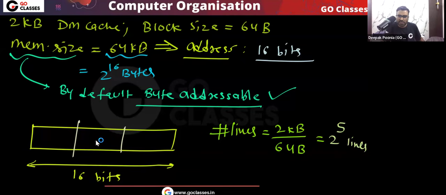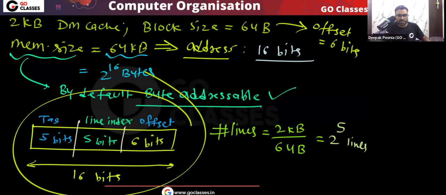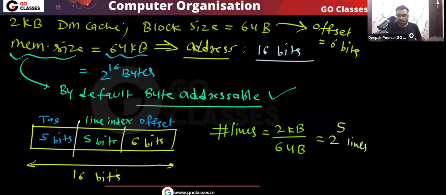So for line index in the direct mapped cache, index means line index, yes or no? For line index we need 5 bits. And for offset, the block size is 64 bytes. So for block offset, how many bits we need? That will be 6 bits. And how many bits are required for tag? You can see the remaining number of bits, that means 5 bits are required for tag. This is the division of physical address, the division of main memory address, very simple.